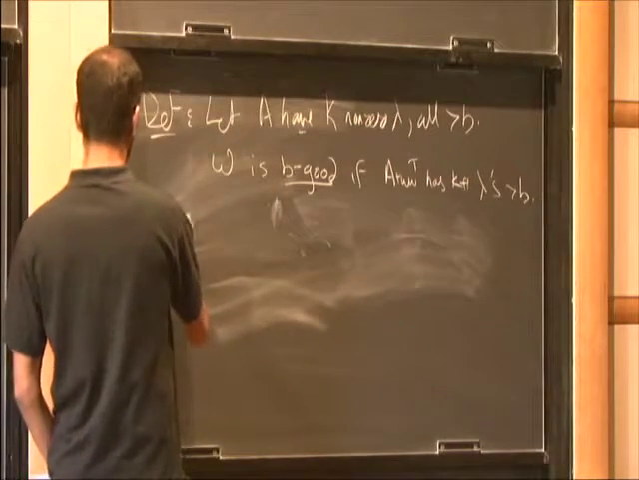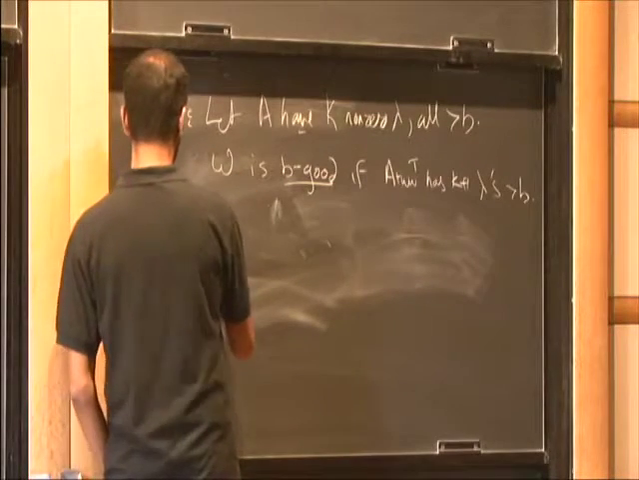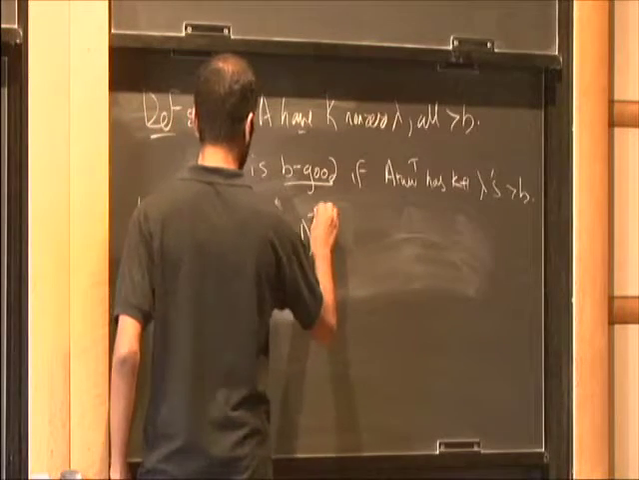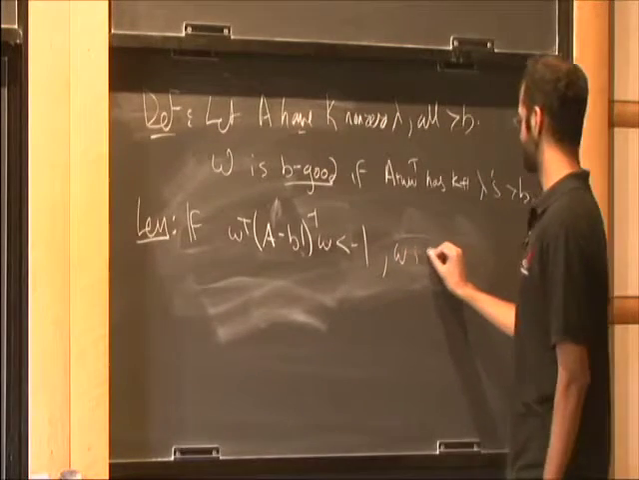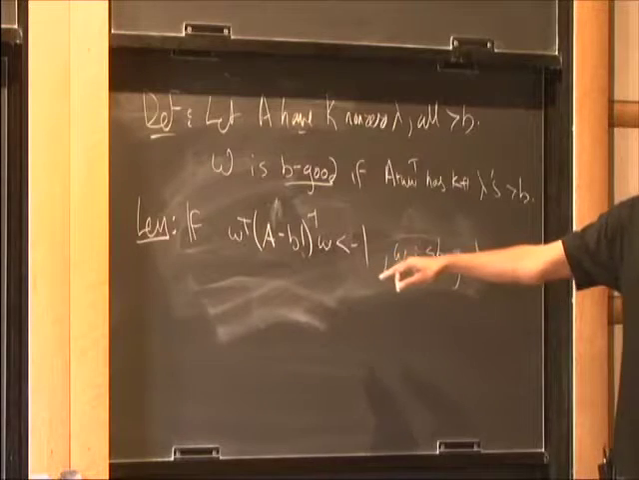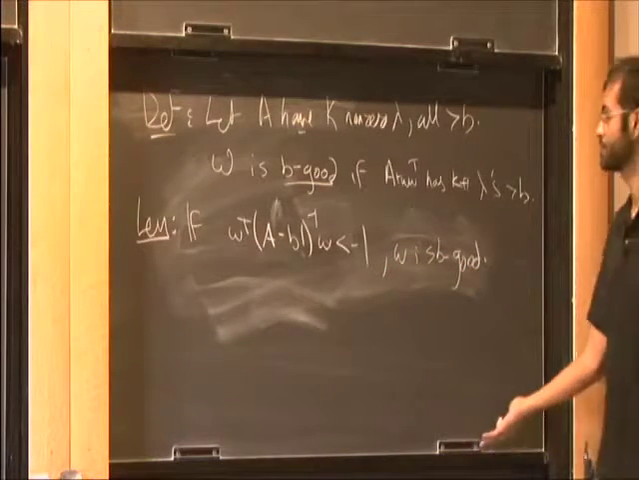Now there's a simple lemma which I'm going to prove, which identifies exactly which vectors are good. So the lemma is that if W transpose (A minus B I) inverse W is less than minus 1, then W is B good. Okay, so if this quadratic form is sufficiently negative, then this vector gives me a new eigenvalue that shoots across the barrier. Okay.